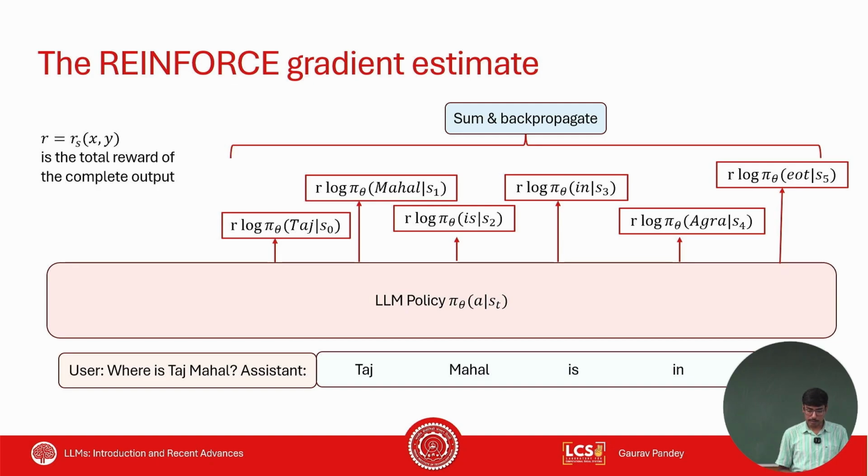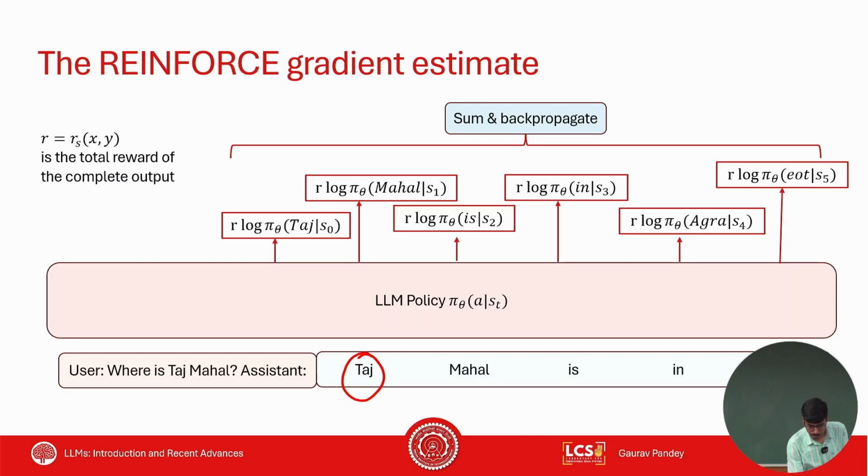So let's look at the reinforced gradient estimate again. The way we computed the reinforced gradient estimate is that we took the prompt, we took the output, we passed them to the policy, we got the log probability of each token, multiplied the log probability by the reward of the entire output. Now if you look at the first token, Taj, what is the loss, or what is the objective, associated with this particular token?